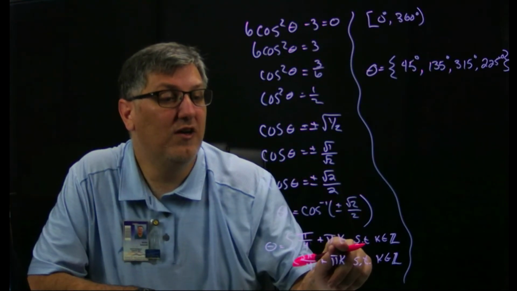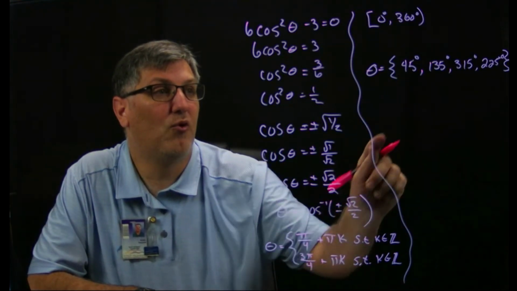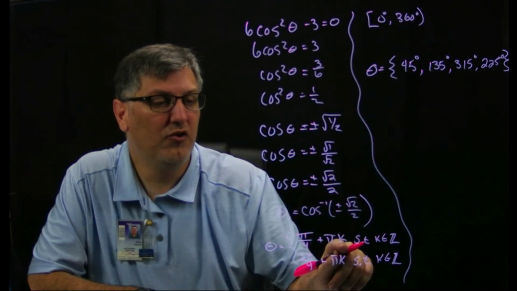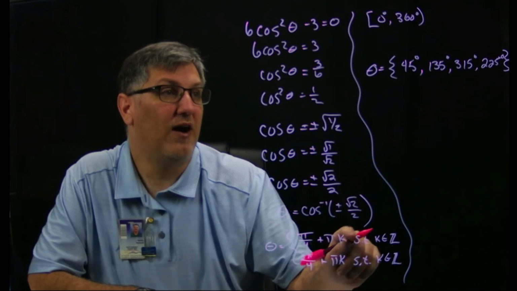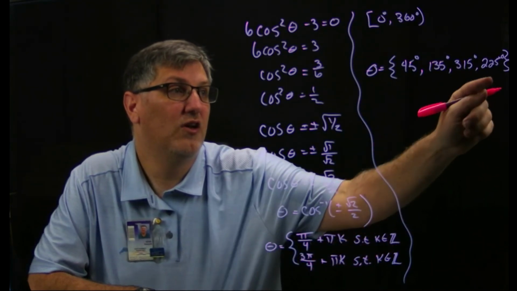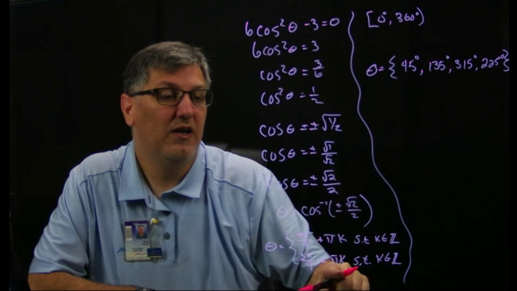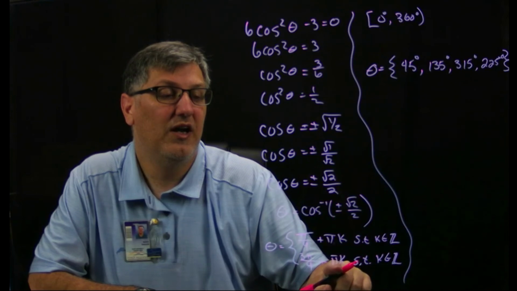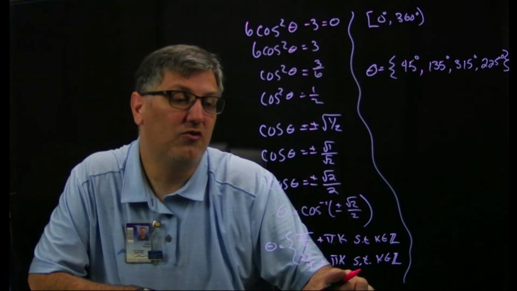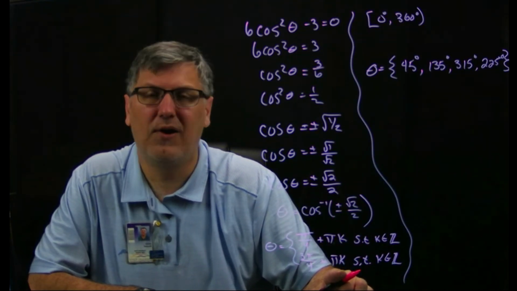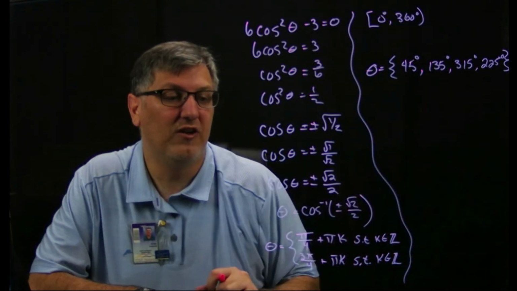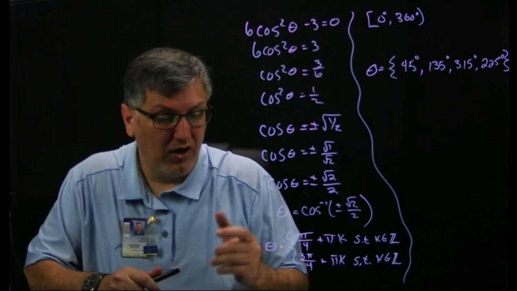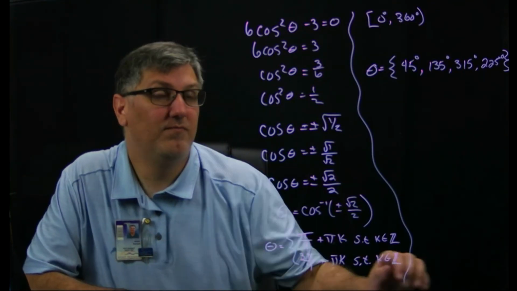Now, if you put 0 in here, you get your pi over 4 or the 45 degrees. If you put 1 in here, you are going to get 5 pi over 4, which is your 225 degrees. If you put 0 in here, you get your 3 pi over 4, which is 135 degrees. And if you put your 1 here, you're going to get 7 pi over 4, which is your 315 degrees. Not terribly bad. As of yet, not terribly bad.